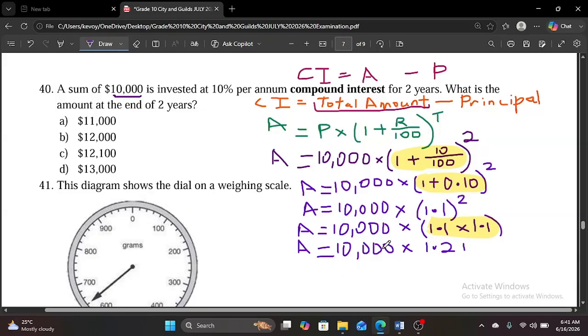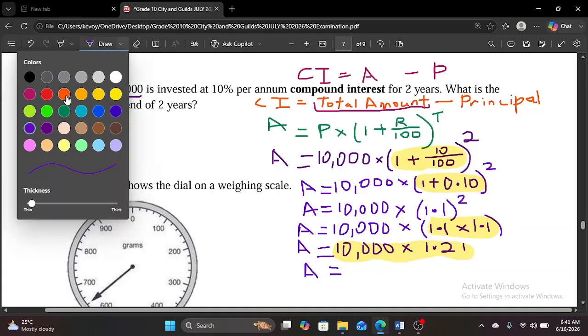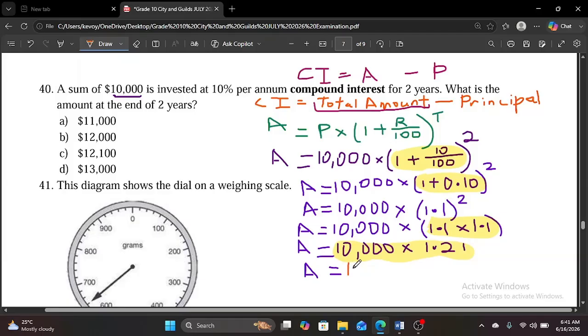Now that we have it like this, we're just going to multiply everything right here. This is what we're going to be doing next. The 10,000, we're going to multiply it by 1.21. So if I multiply 10,000 times 1.21, A is going to be equal to 12,100.